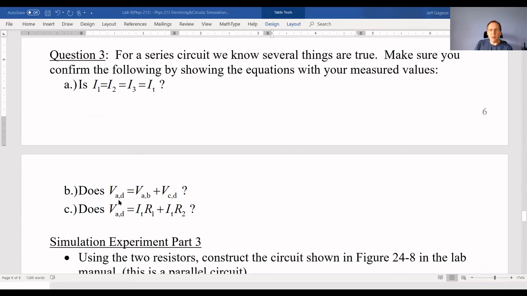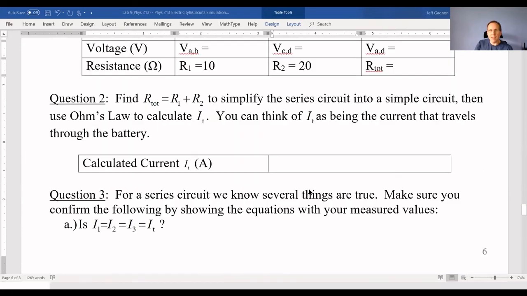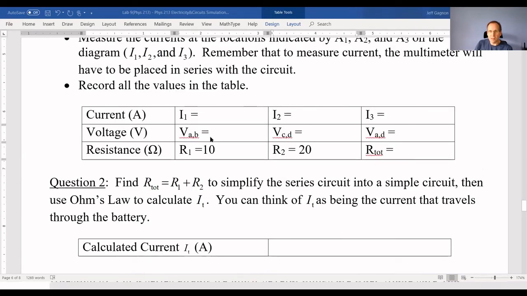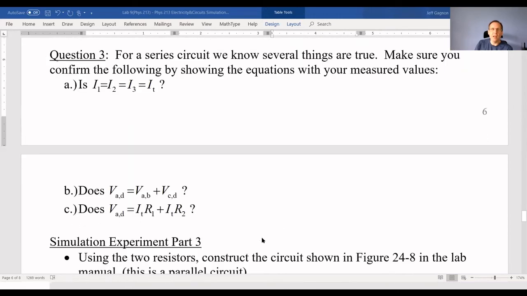Does the voltage drop across the battery equal the sum of the voltage drops across the two resistors, VAB plus VCD? If you sum those together, do I get VAD? So use your values, and hopefully that will be true.